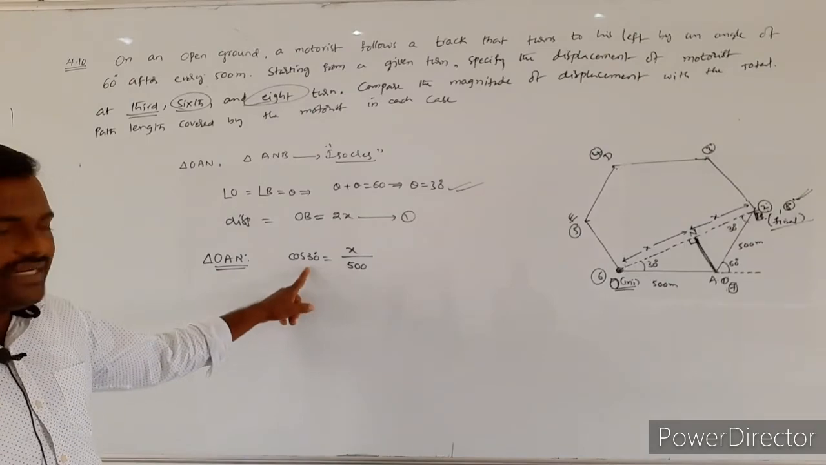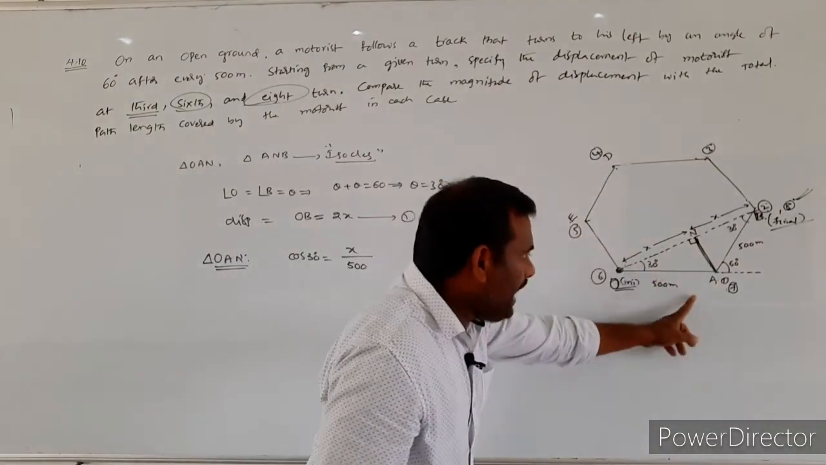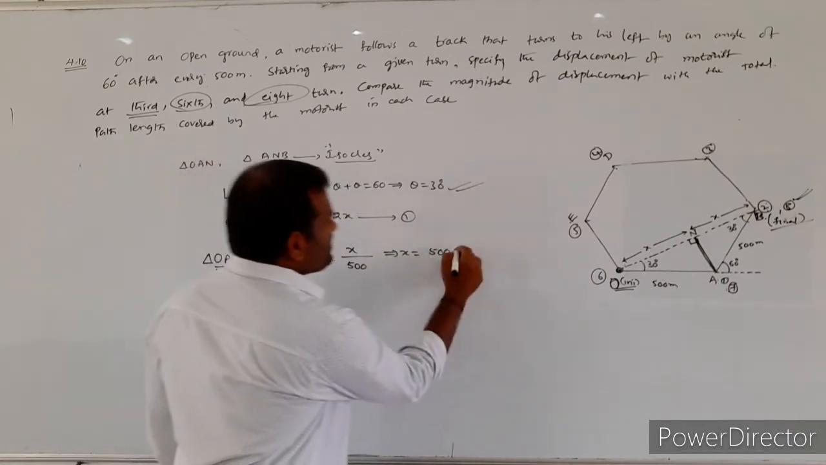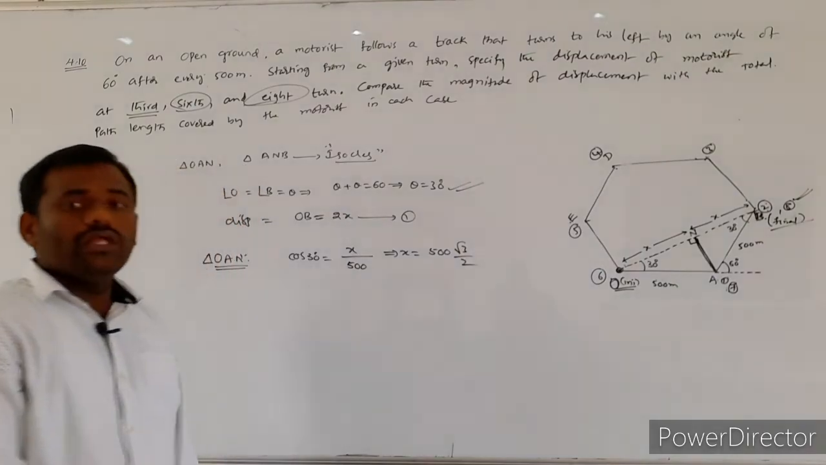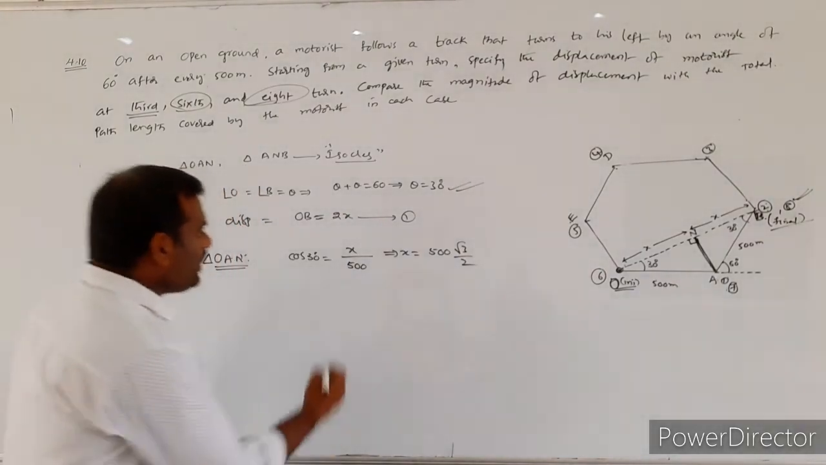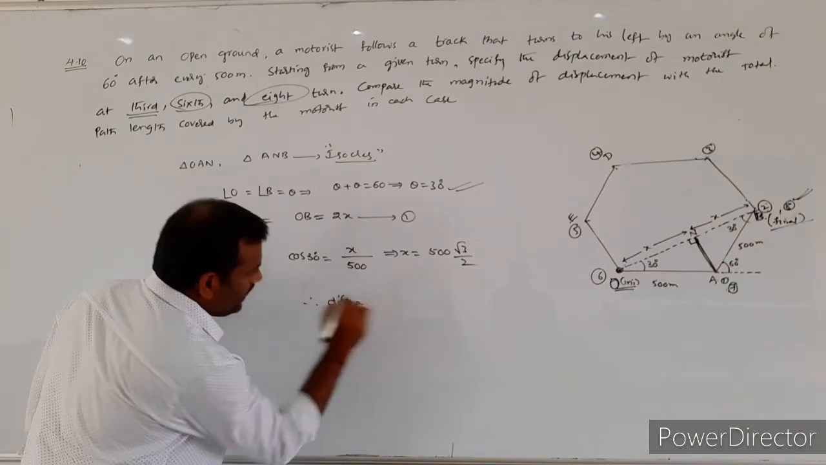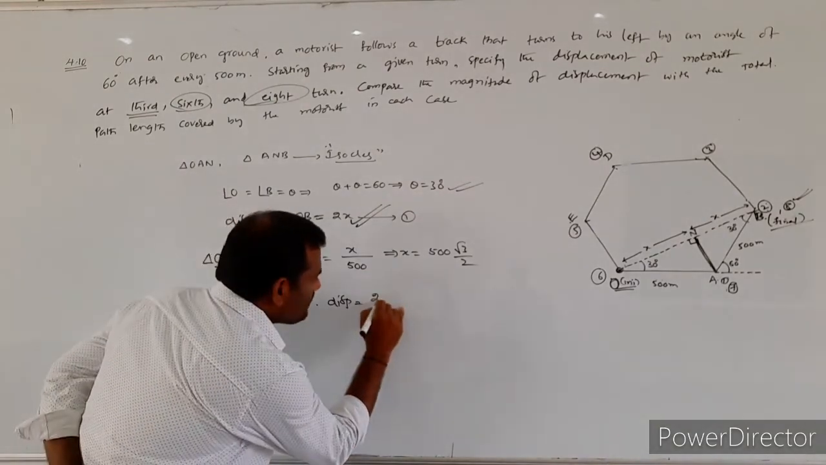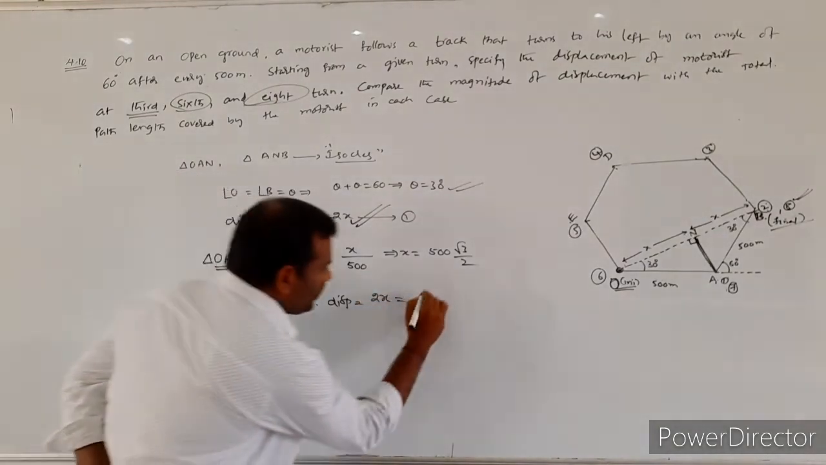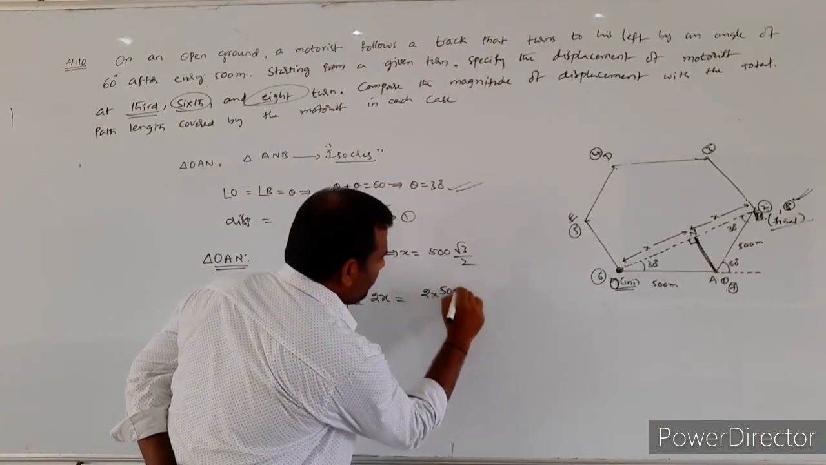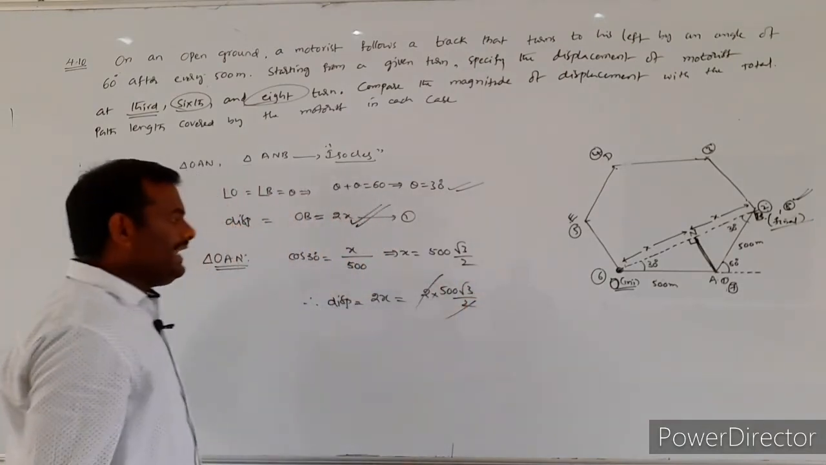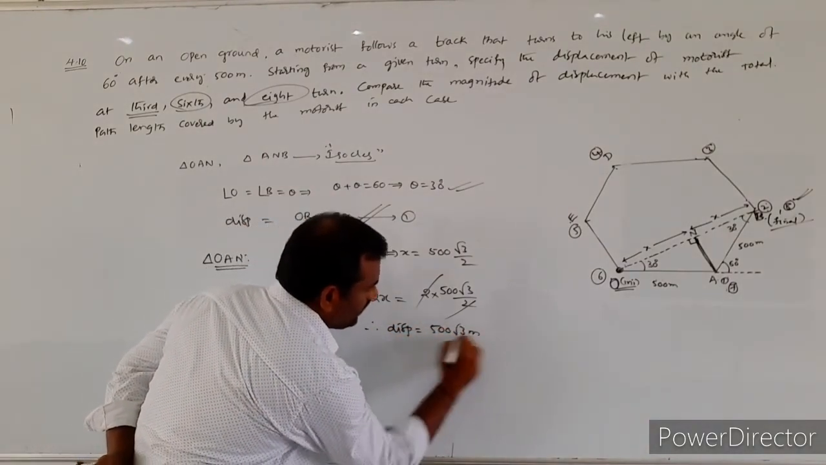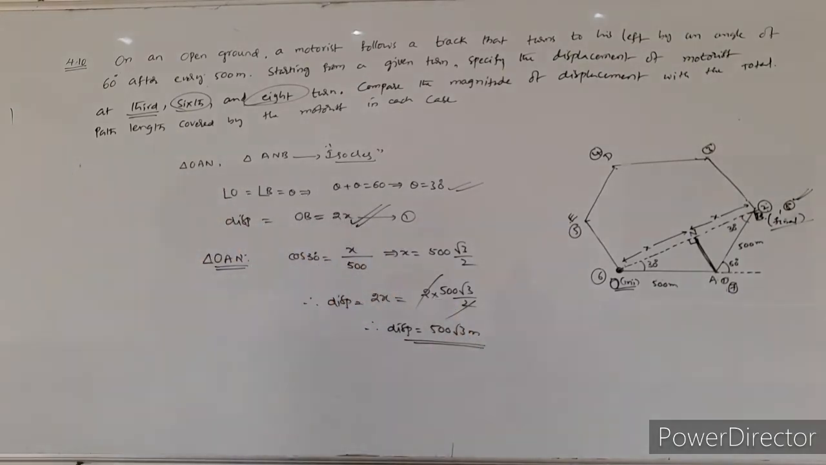The hypotenuse is 500. Cos 30 is equal to adjacent side by hypotenuse. From this, the x value is equal to 500 into cos 30, and cos 30 is root 3 by 2. Therefore, the displacement is already told as 2x, so 2 into 500 root 3 by 2. The 2 gets cancelled. Therefore, displacement is equal to 500 root 3 meters.